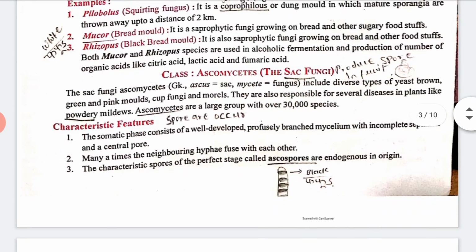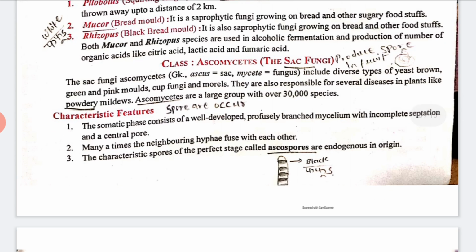Okay, now the next class we have is Ascomycetes, or we can say the sac fungi. So sac means the sac fungi. Ascomycetes: asco means sac and mycetes means fungi. Okay, so it includes diverse types of yeast, brown, green and pink molds. You can see the color of fungi also, right?